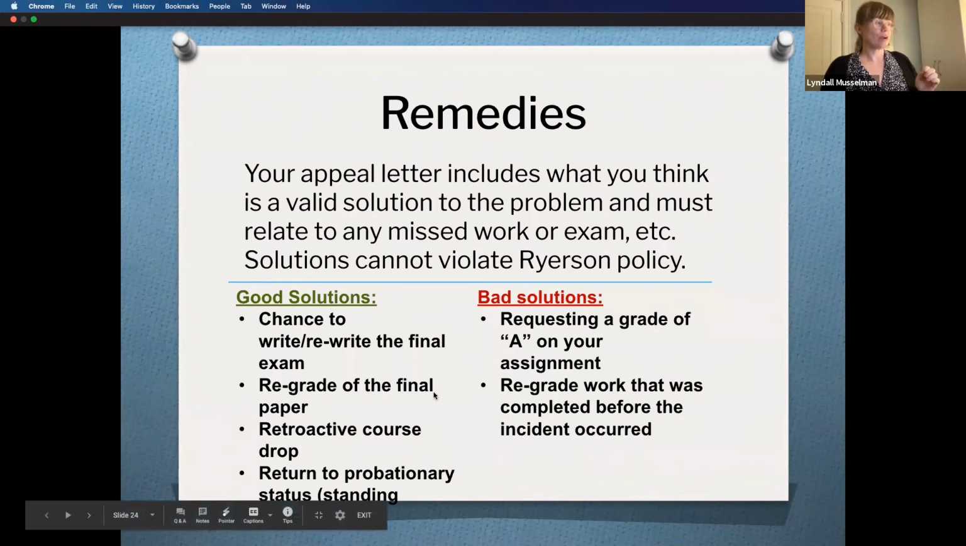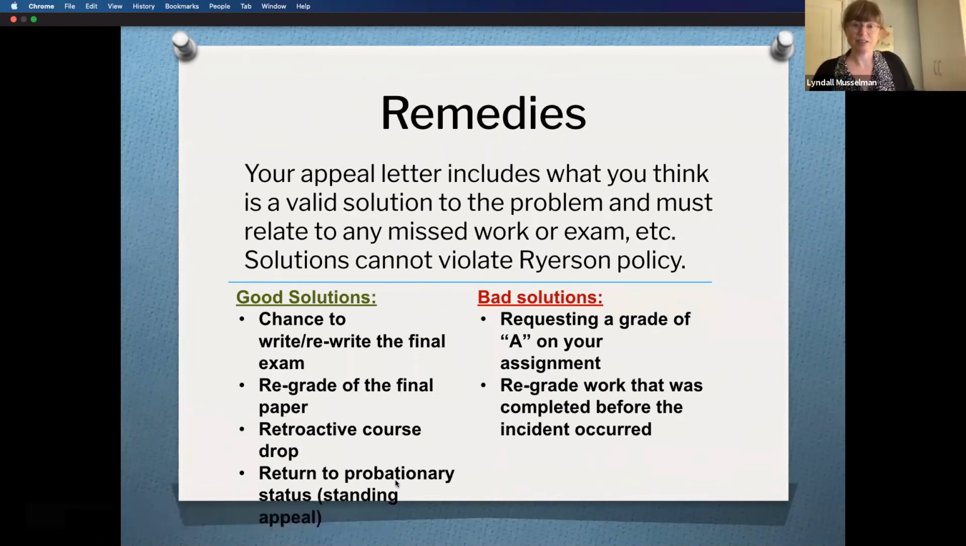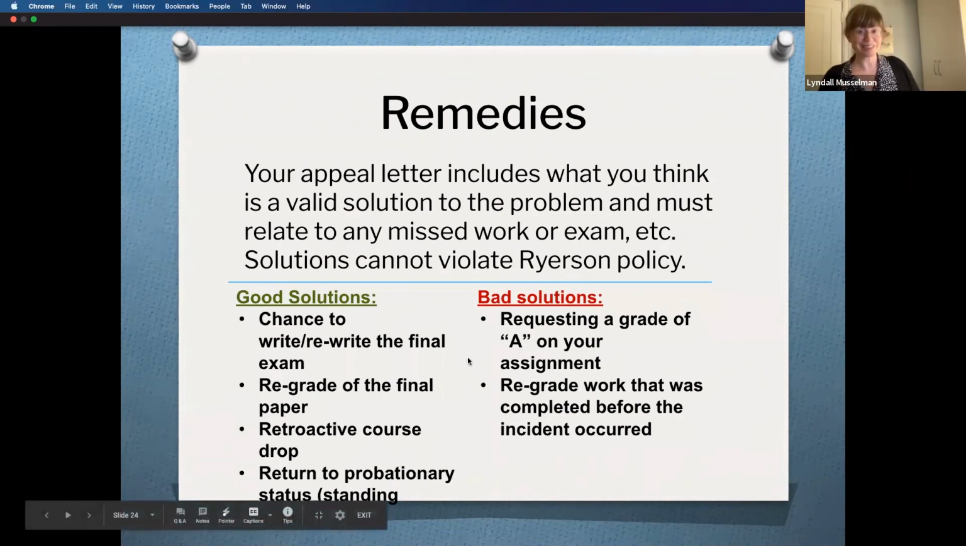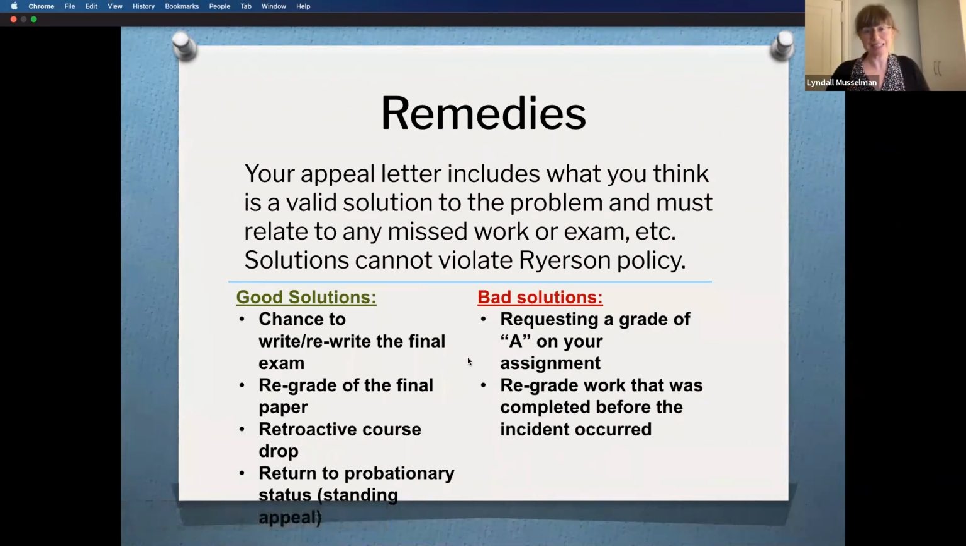Okay, and then for standing appeals, if you're dealing with a CGPA issue, normally you'd be asking for the opportunity to return on another probationary contract to be able to continue in your program. And then bad solutions, bad remedies, are just asking for an A.